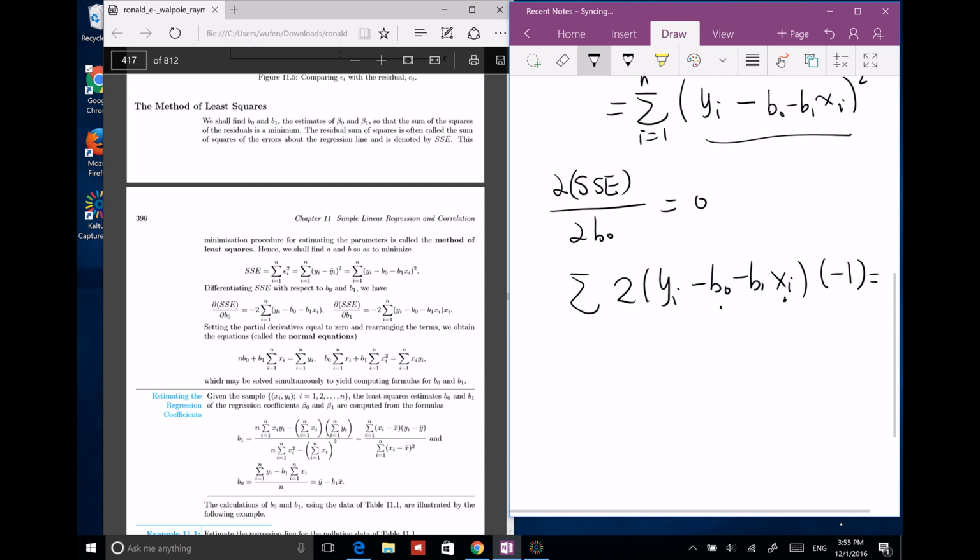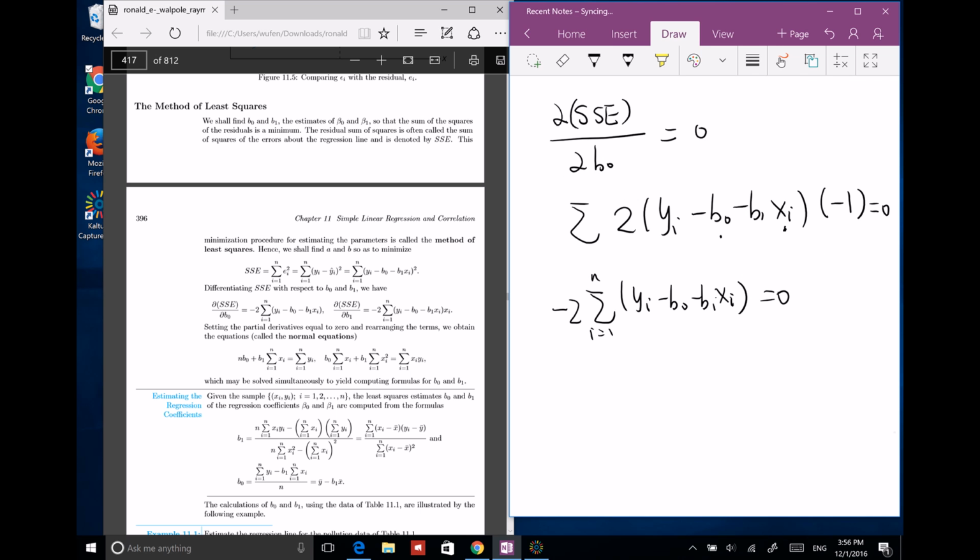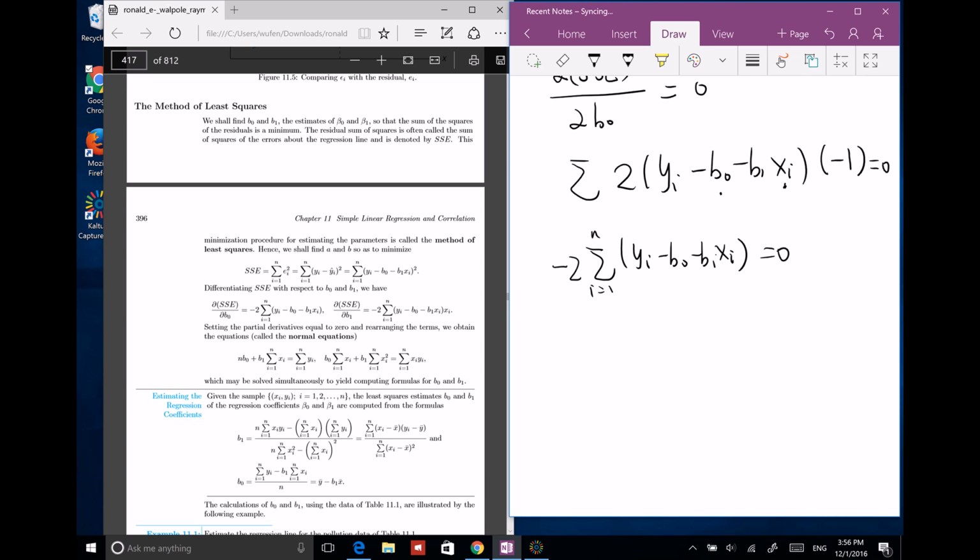And this equals 0. So we solve this one, we got negative 2 times the sum from i equals 1 to n of (yi minus b0 minus b1 xi). Okay, so this one equals 0. Then from here, I think we can solve it. The next one is the derivative with respect to b1 equals 0.